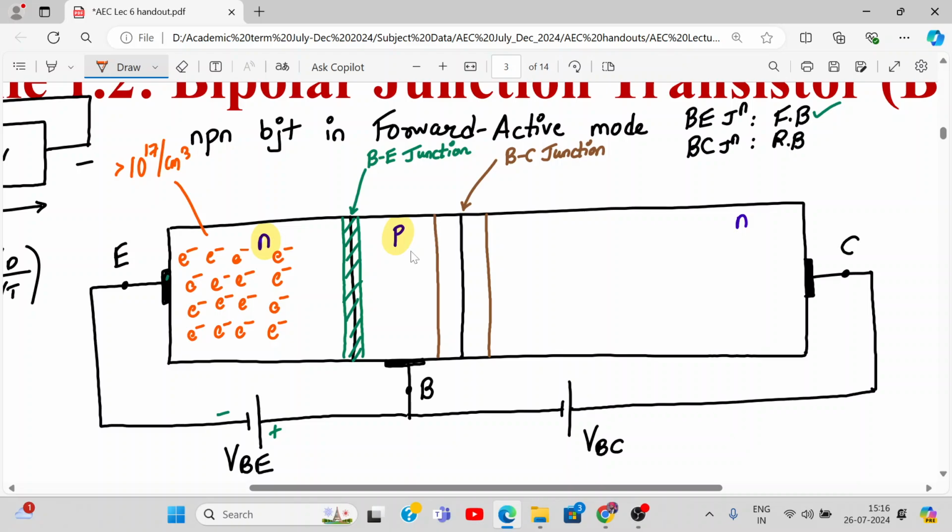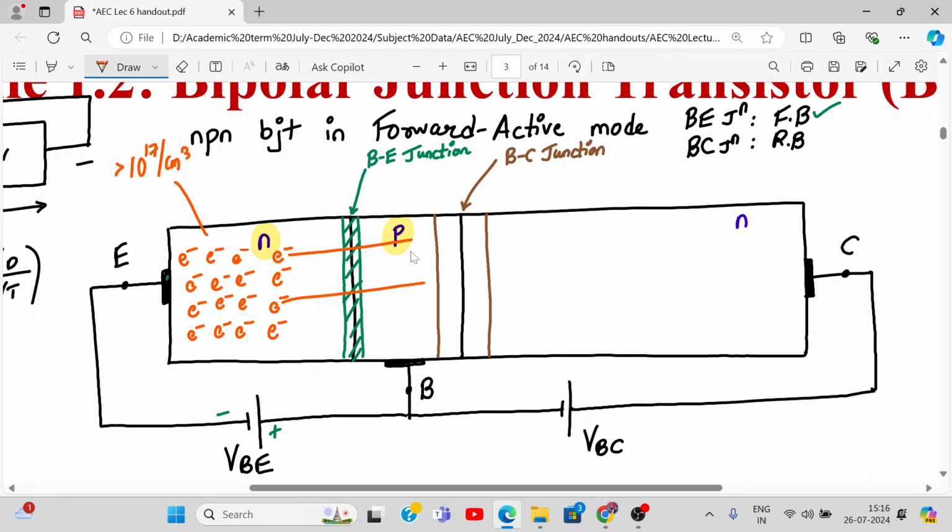Also, since it is a PN junction, the only way to go is towards the base side. So the majority of them will go towards the base region. So we say that these electrons are being injected into the base. Is it the right language? Or emitted by the emitter.